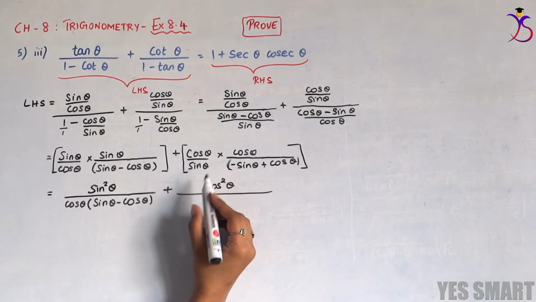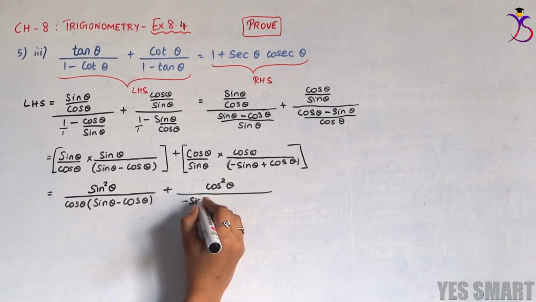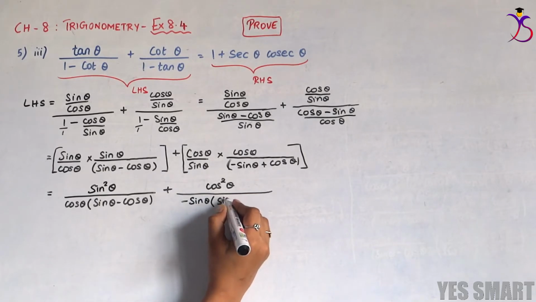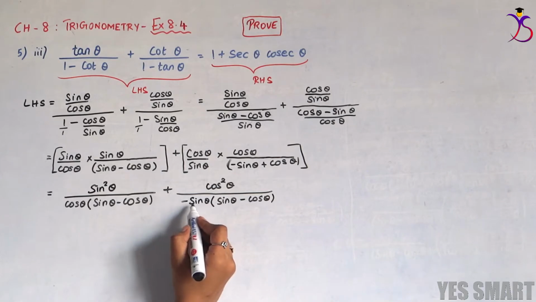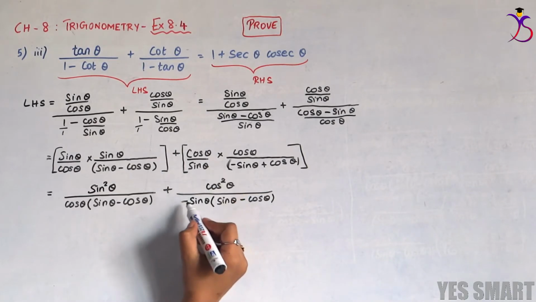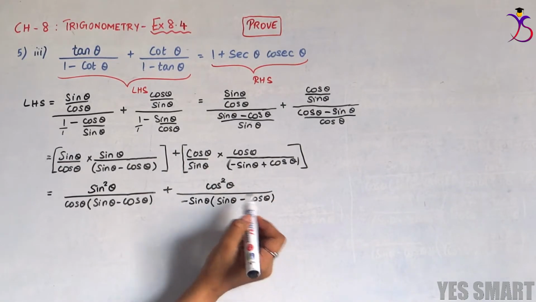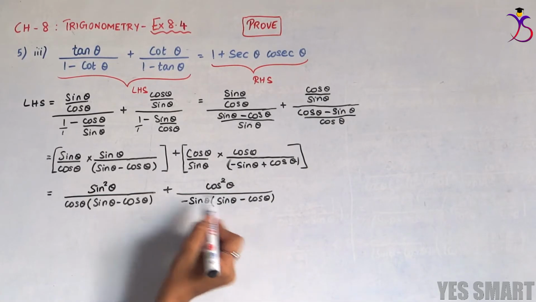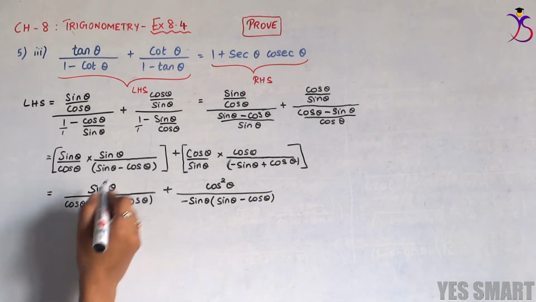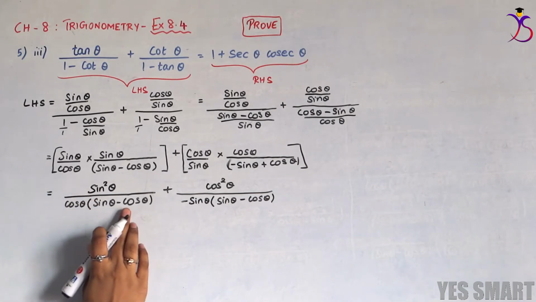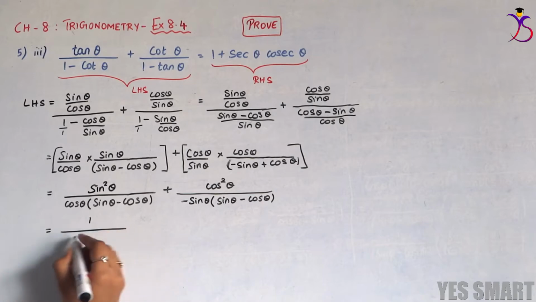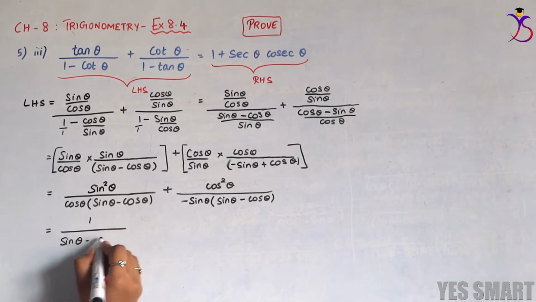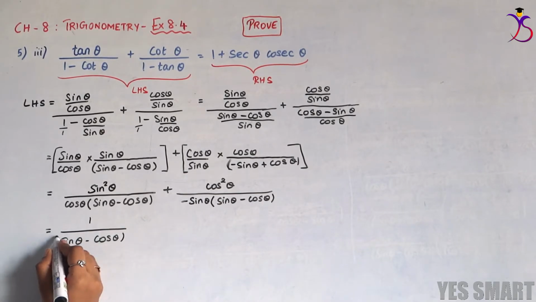So it becomes minus sin theta into sin theta minus cos theta. So minus into plus is minus sin theta, minus into minus is plus cos theta. For that I am just taking the minus outside. Now I am going to solve this. Sin theta minus cos theta is common in both the terms. I am just taking it out. 1 by sin theta minus cos theta is taken outside.